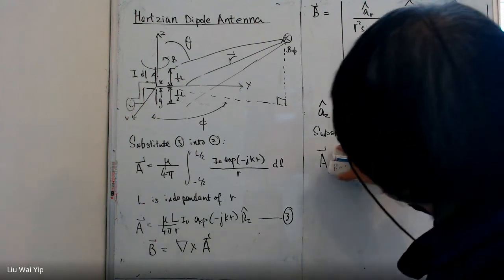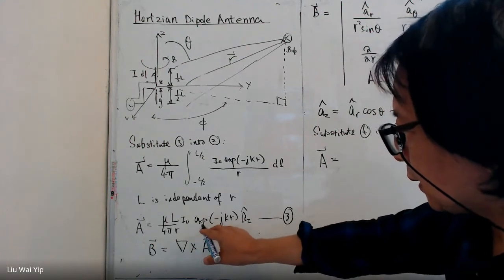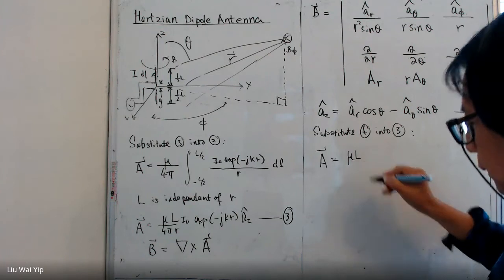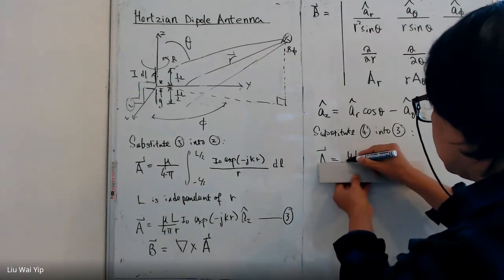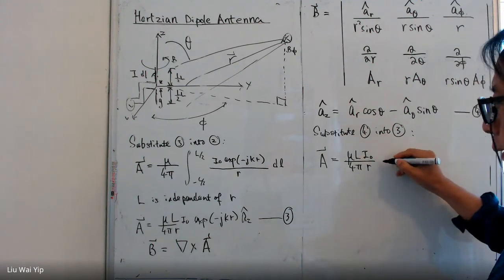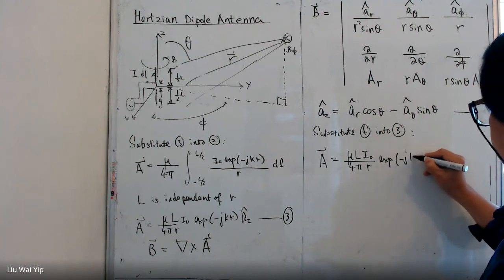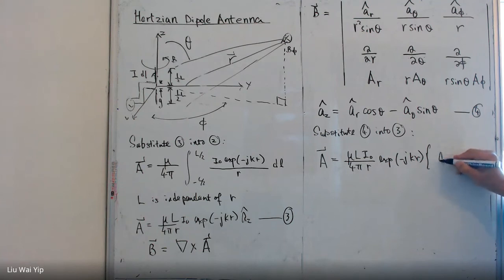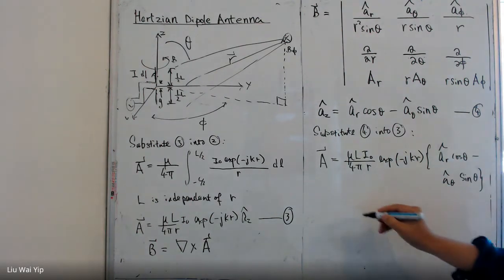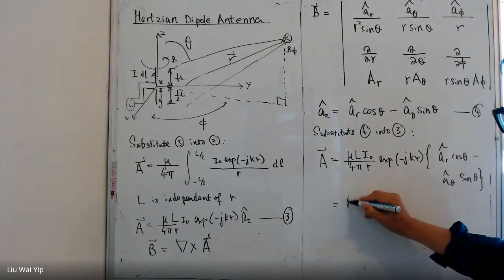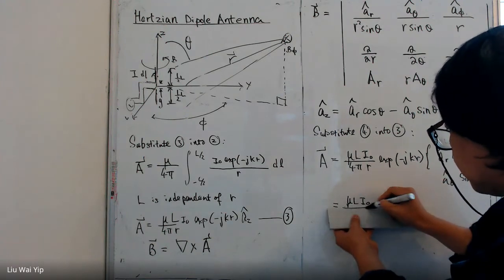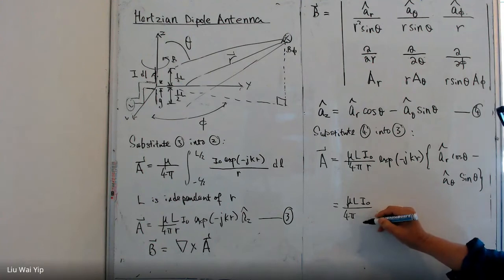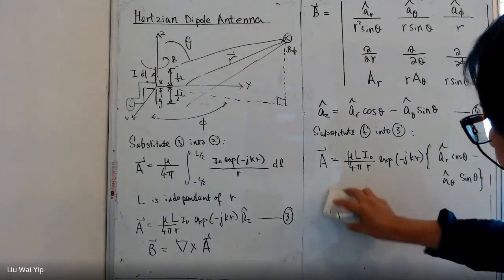A, the magnetic vector potential, and we have a big tranche of expression. We have mu, L, and then I naught, and then 4 pi R, and then the vector here. The vector here is given by AR cos theta minus A theta sine theta. So if you further expand it, what you are going to get is mu L I naught, and then 4 pi. Now we don't need to do anything at this stage. We can do it later.